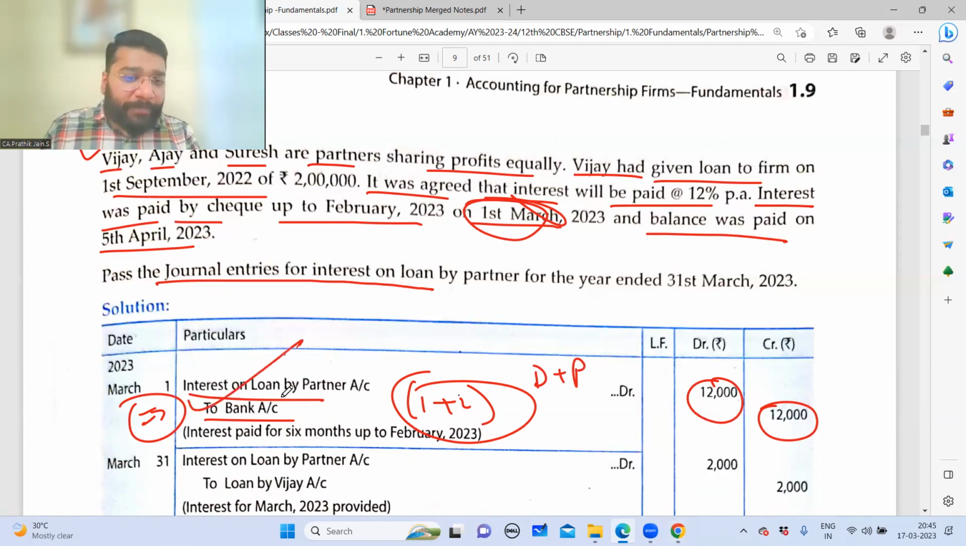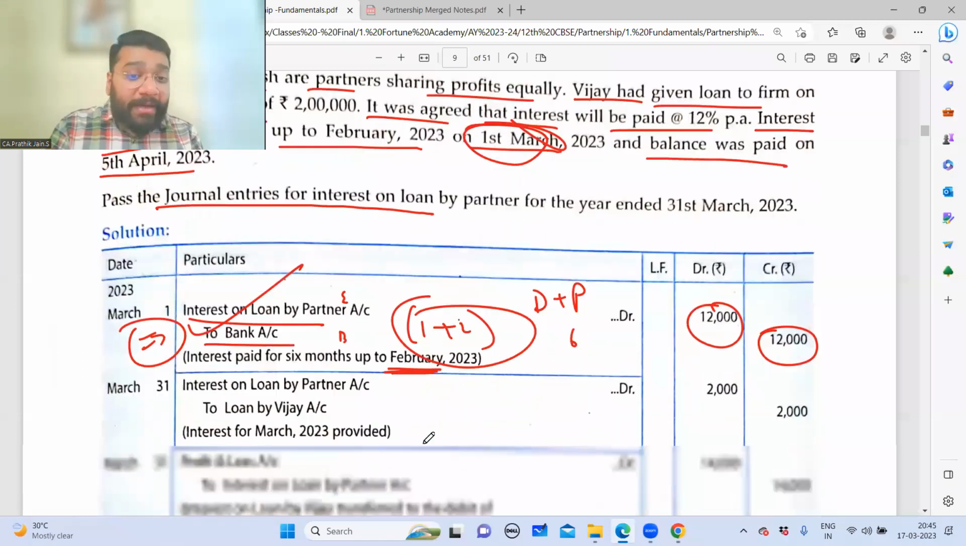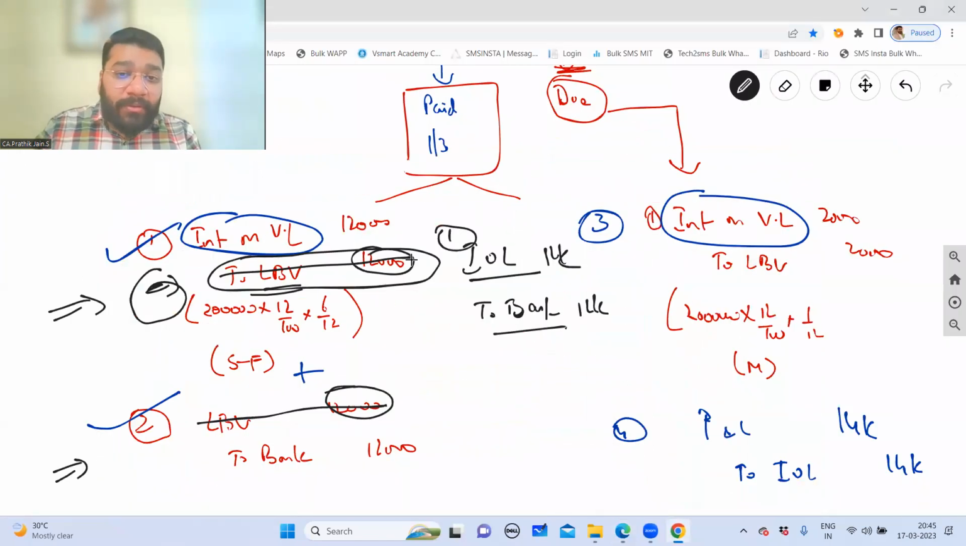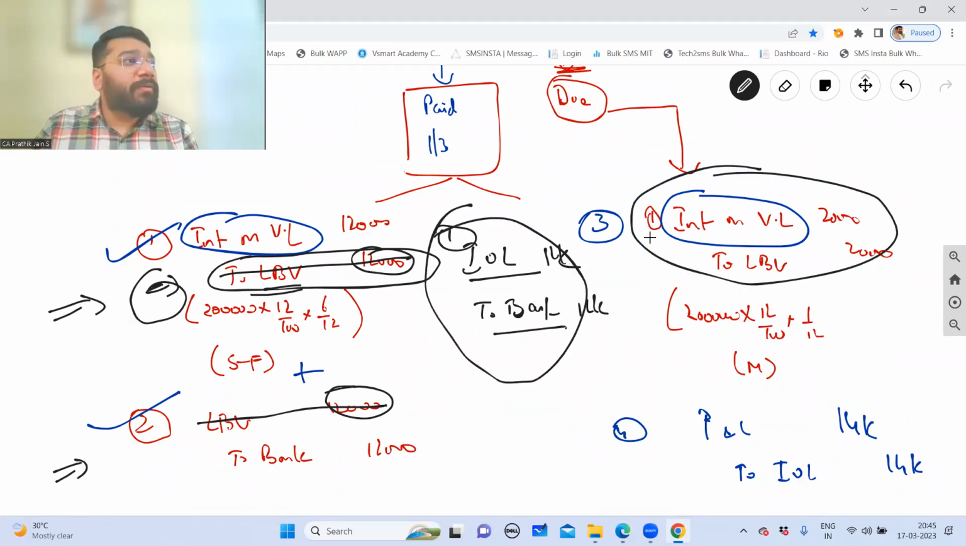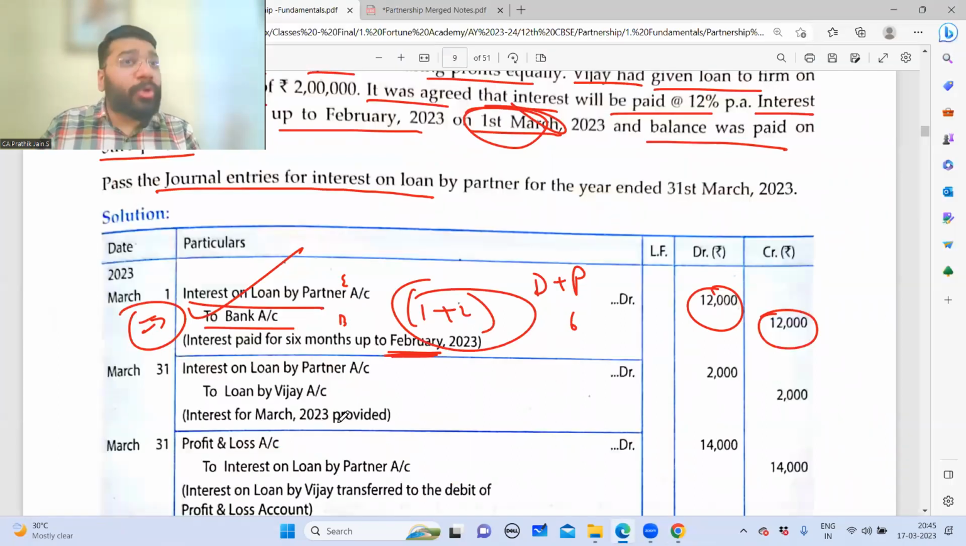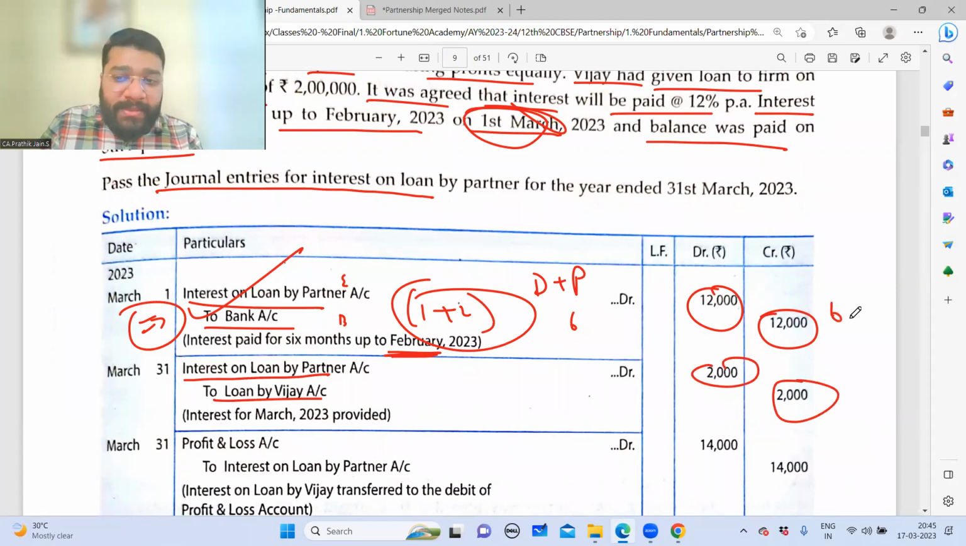So in this entry we have captured interest on loan by partner to bank. This is nothing but an expense account debit, to bank, expense to asset. This is nothing but the interest part for September to February. Then the next entry is what we captured. See, this we captured first. Then we captured interest on Vijay's loan, loan by Vijay. That is the due entry for 1 month. So this is 6 months' due plus payment. This is 1 month's only due, because payment is not done.